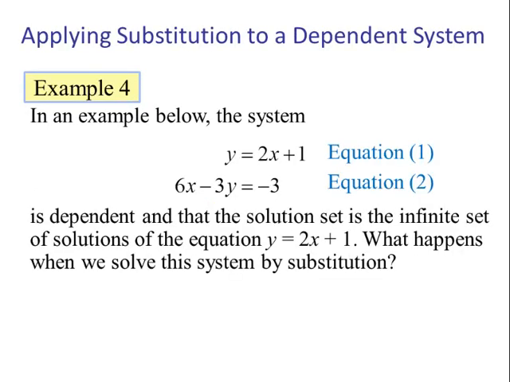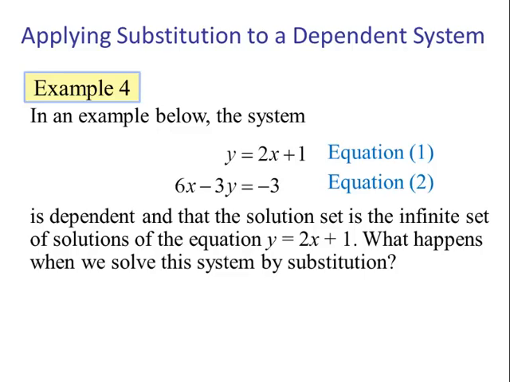Example 4. In the example below, the system y equals 2x plus 1 and 6x minus 3y equals negative 3 is dependent, and the solution set is the infinite set of solutions of the equation y equals 2x plus 1. What happens when we solve the system by substitution? It turns out that this equation and this equation are exactly the same equation. If we put this in y equals mx plus b form, we get y equals 2x plus 1. So this has an infinite number of solutions. We call this a dependent system.